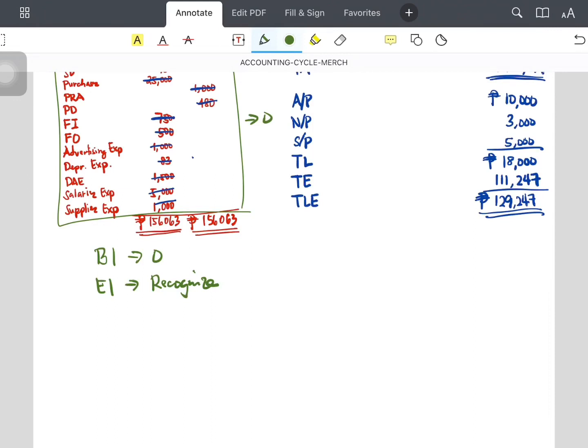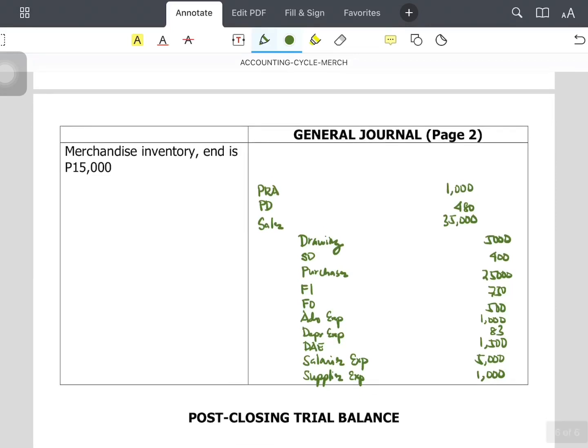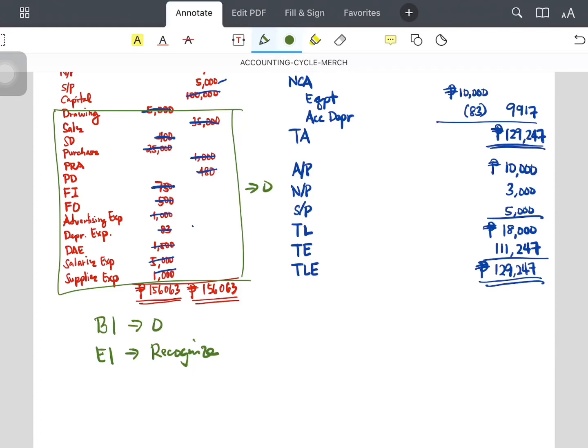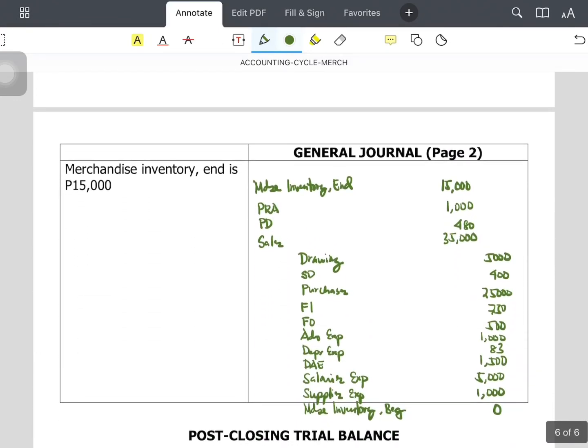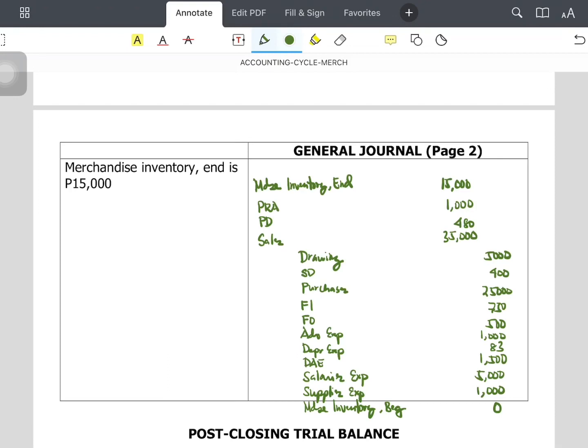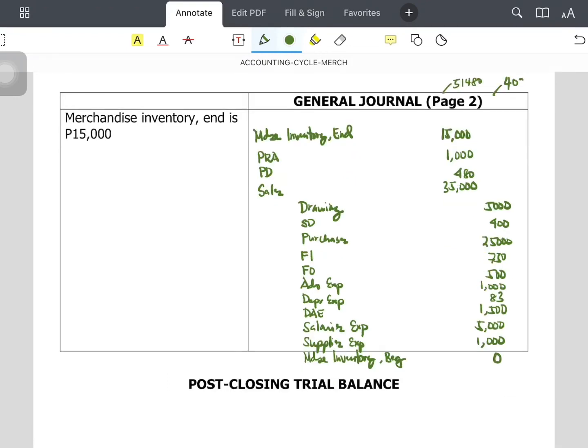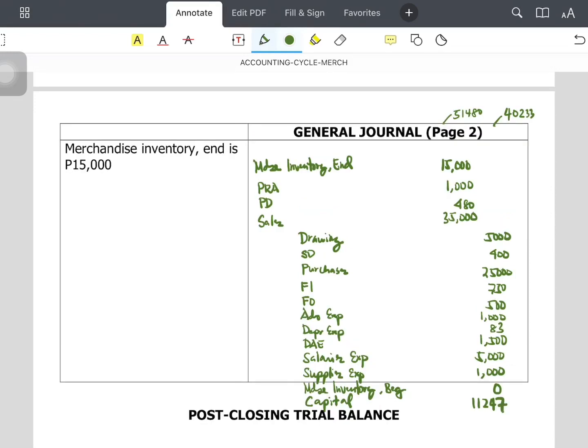As I said, if you are given the beginning balance of inventory, you will just have to make that 0, meaning you will credit. I will just write it here as a sample. And then recognize your merchandise inventory end. So after considering what I mentioned here, you will now get which side is higher, debit or credit. Since our total debits are higher than our total credits, we will be crediting capital for the difference. And this is our closing entry.